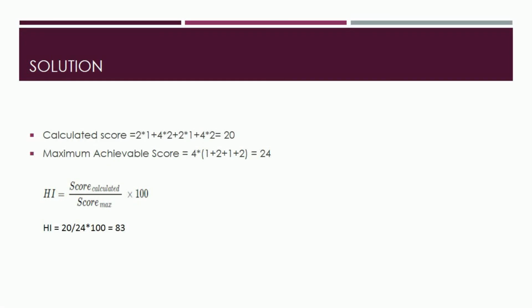As with all examples, we first calculate the score that we have for this asset, which is the rating that we jot down from the problem, multiplied by its respective category weight, and then you add all of those together. So in this case, it equals 20. And then we calculate the maximum achievable score, which is the maximum rating, which is 4, times the sum of all weights. So that equals 24. Health index equals score calculated divided by score max times 100. So it's 20 divided by 24 times 100, which is equal to 83.